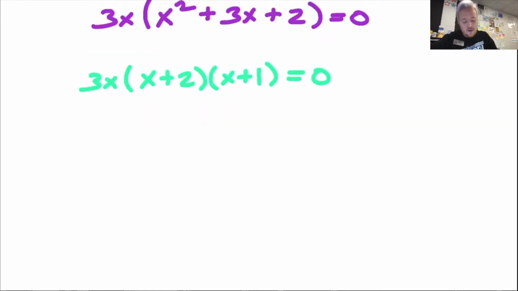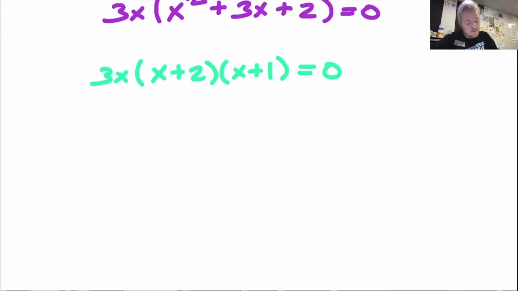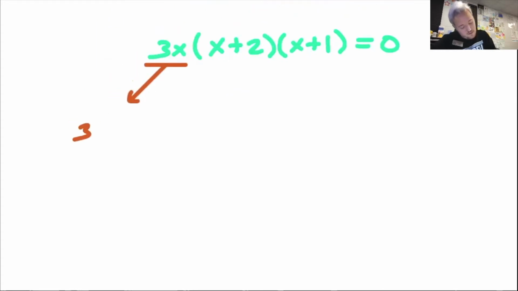All right, so now I'm going to take each of these components, and I'm going to set them equal to 0. So I want to take 3x, I'm going to set this equal to 0. Then I'm going to take my next component. So I'm going to take this x plus 2. Now I'm going to set this equal to 0.